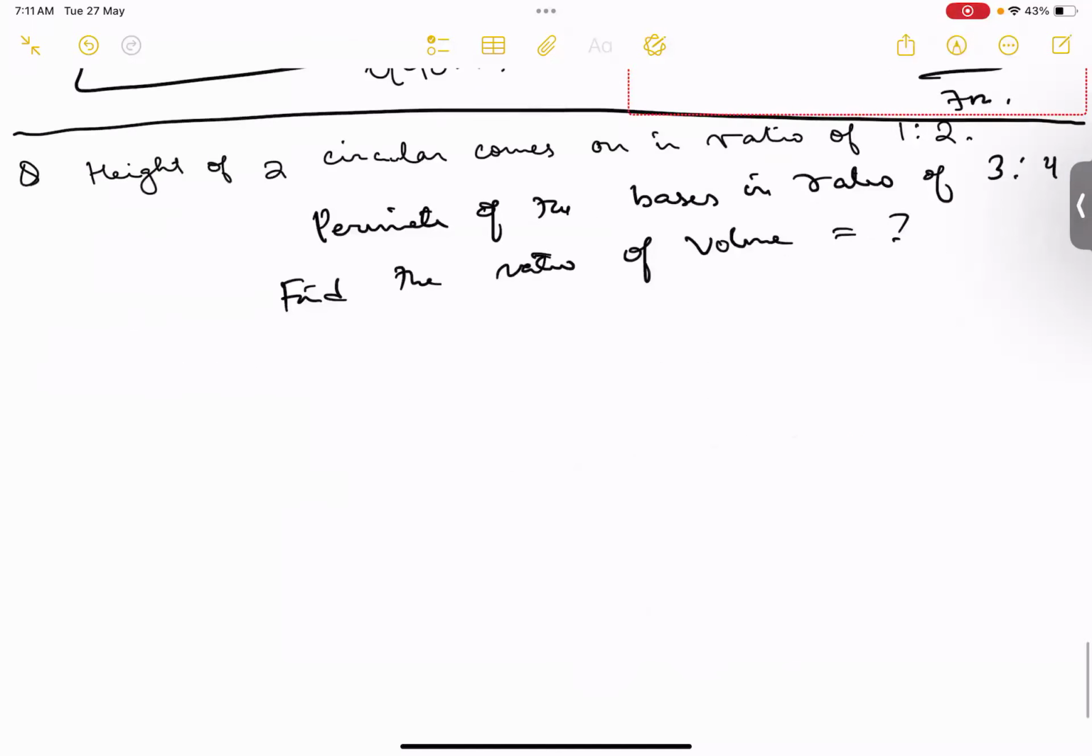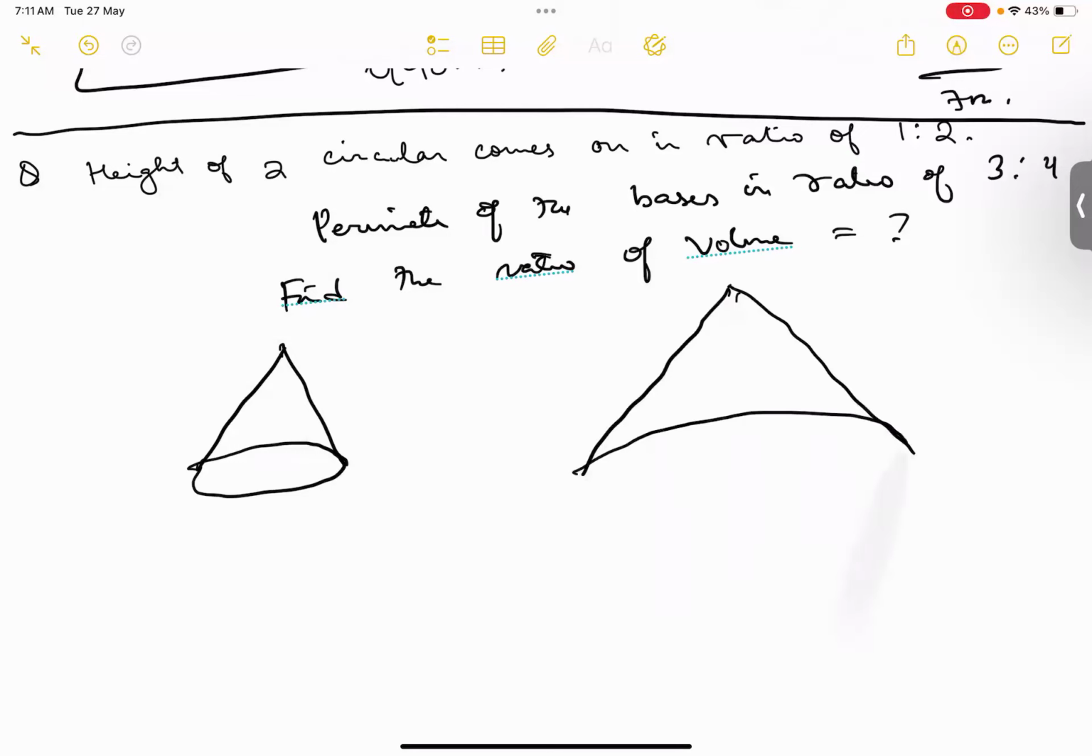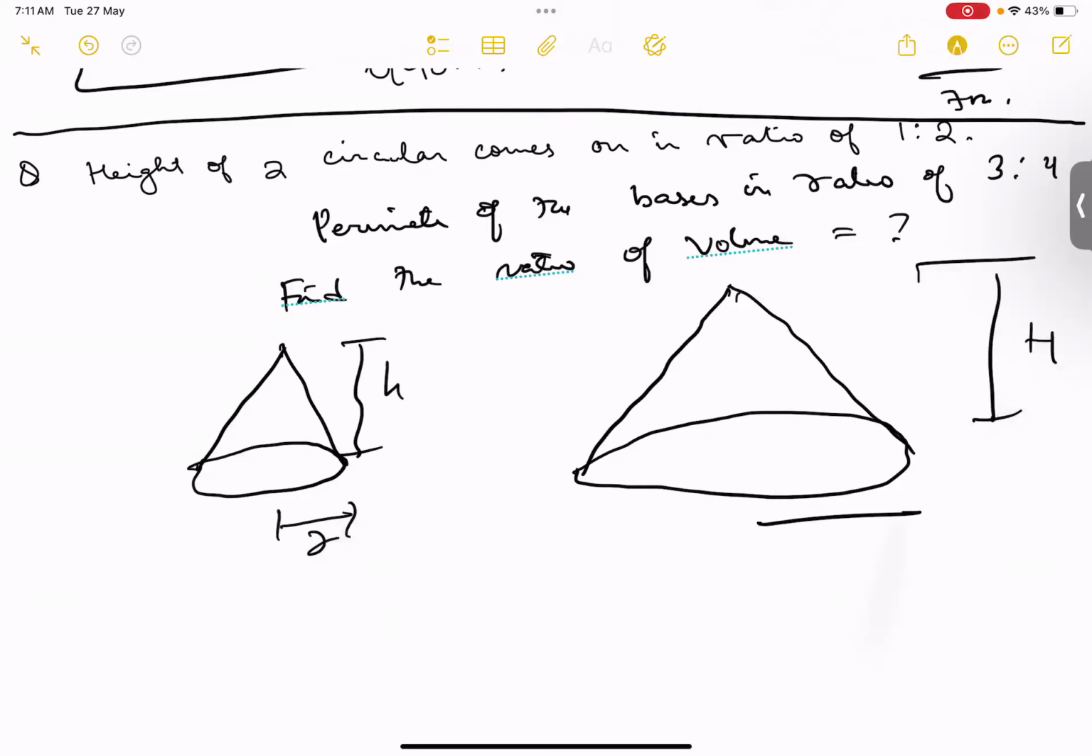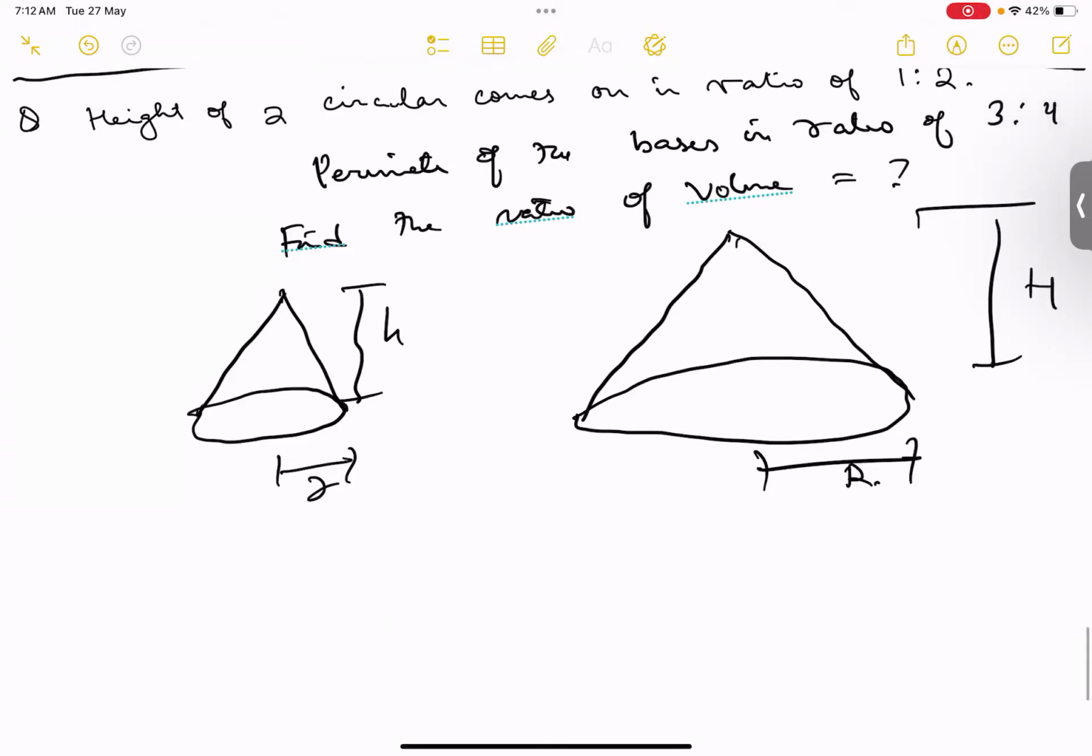In this question, they are giving us two circular cones. Circular cones simply means the base is circular. So these are the two circular cones that have been given in the question. We don't know what this height is, we don't know what this height is, and we don't know what the radius of the bigger cone is either. However, it says here that the perimeter of the bases are in the ratio of 3:4.